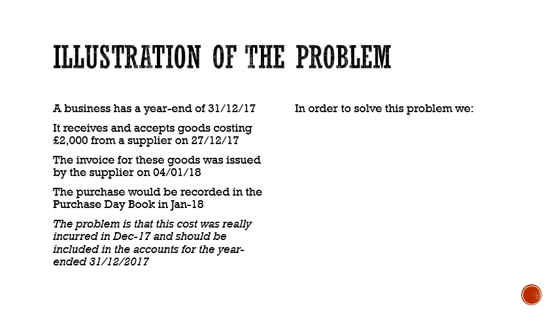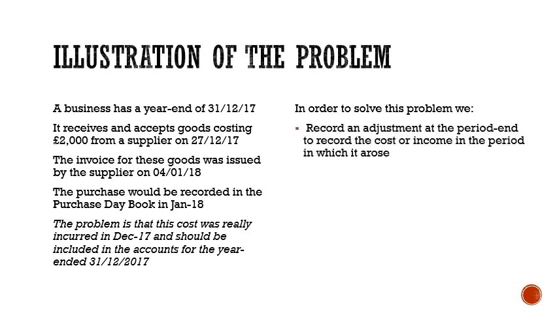So to solve this problem, we're going to do two things. First of all, we're going to record an adjustment at the period end, so on the 31st of December 2017, to record that additional cost, because otherwise it'll be recorded in the wrong accounting period. And this adjustment here is known as an accrual.